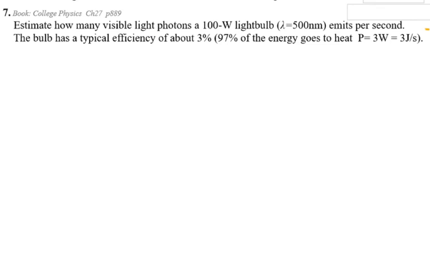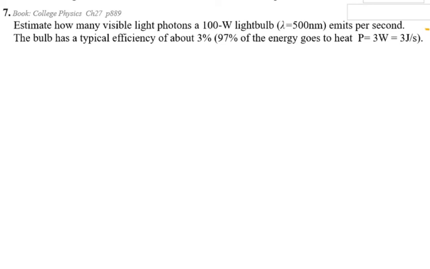And I think this is going to be our last question for this video, and it asks you to estimate how many visible light photons a 20-watt light bulb with a wavelength of 500 nanometers emits per second, and the bulb has a typical efficiency, which is 3%. That means 97% of the energy goes into heat.